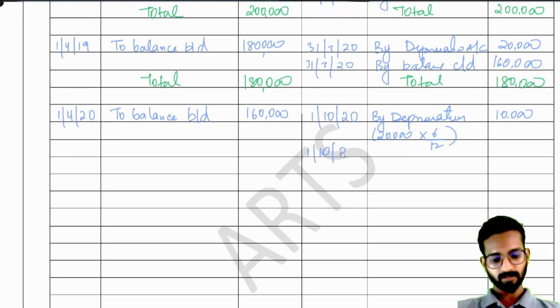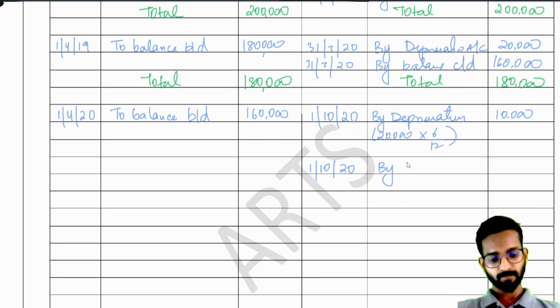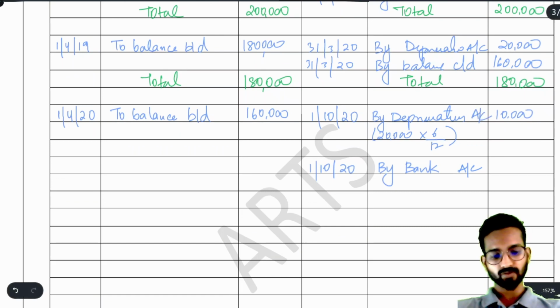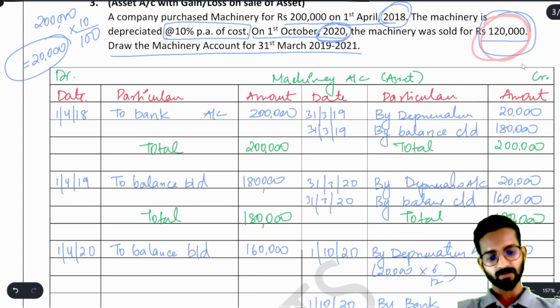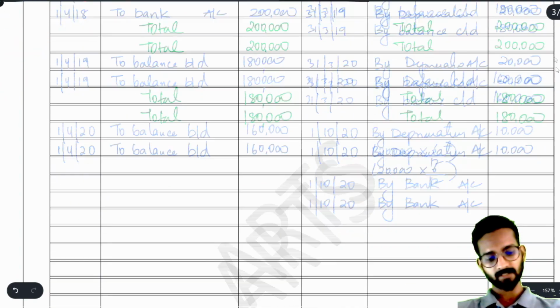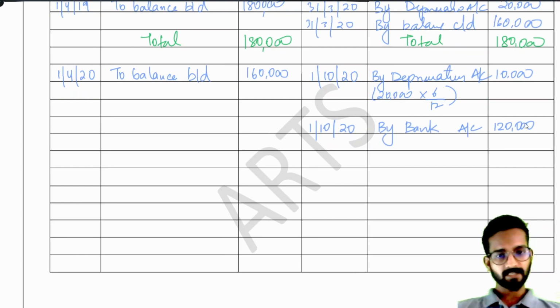After that, on 1st October, another thing happened: we sold the machine. Now if we are selling the machine, then what will we say? 1st October 2020 by bank. Machinery is going, money is coming in by bank account. For what price have you sold? You have sold for, check, 1,20,000 rupees. Okay. So you will write here by bank account 1,20,000 rupees. Simple, very easy till now.